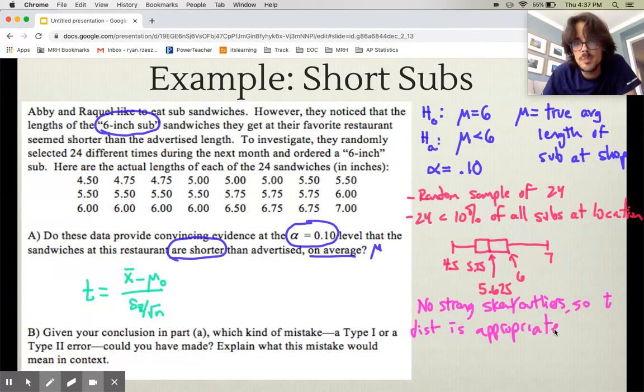It's plausible the population is normal, and if the population is normal, we can still move on and use our good friend, the t distribution. So those are going to be our conditions here.